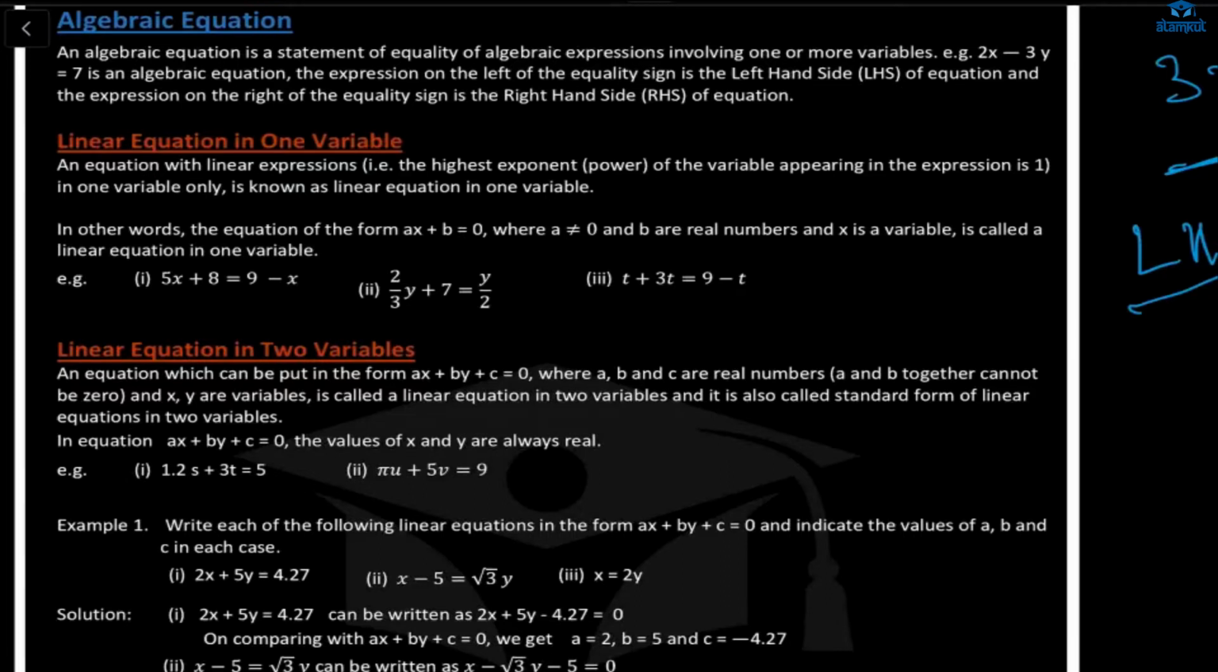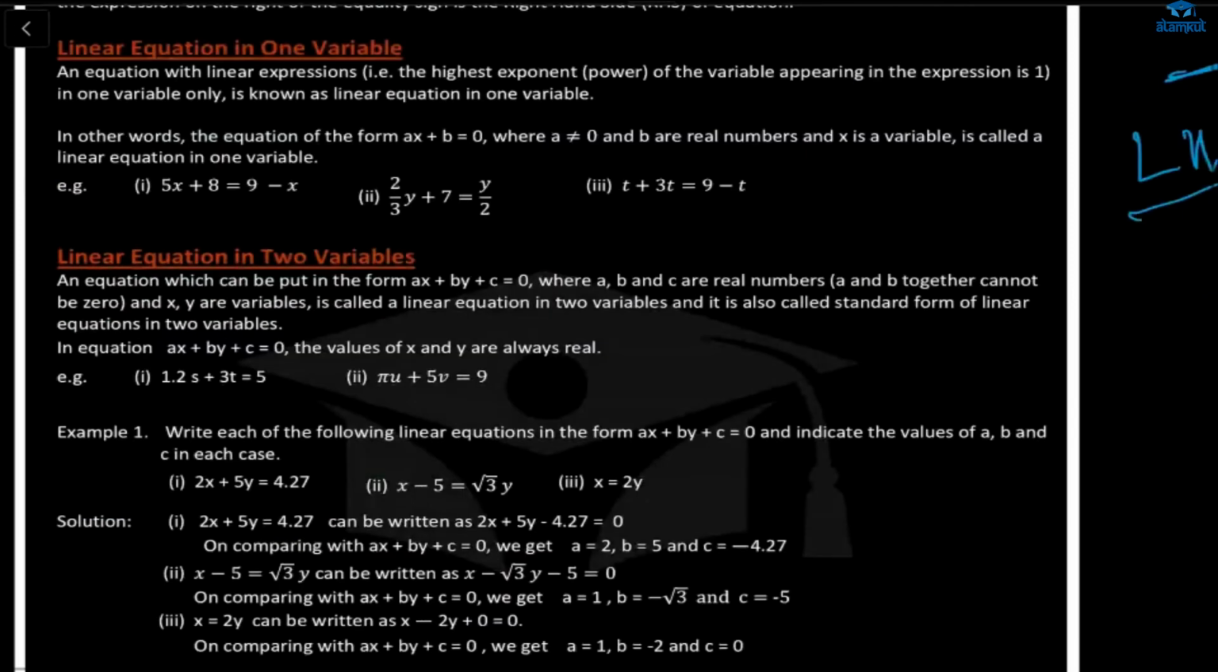Hello? Yeah, ma'am, can you tell me the name of the chapter we're doing? Linear equation in one variable. In linear equation two variable. Okay, yes.